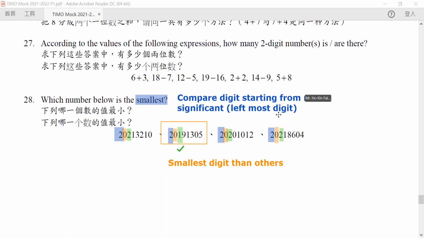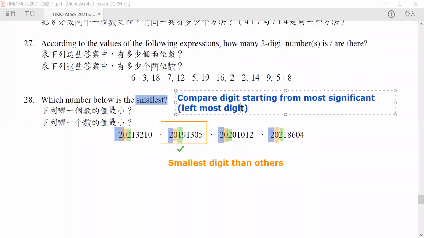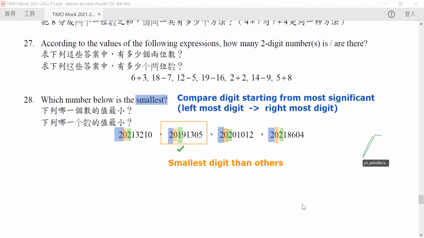Again, every time we want to know which one is the smallest, we compare the digits starting from the leftmost up to our rightmost. Our rightmost digit is the least significant digit, so we always count from left to right. Whenever there is a digit in which they are different, we choose the one which has the least on that digit. Okay, so our answer is 20191315.